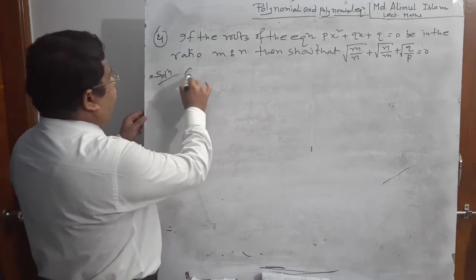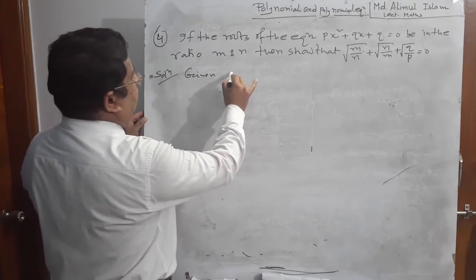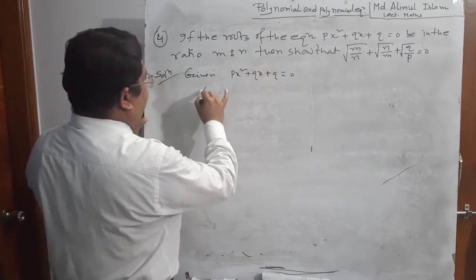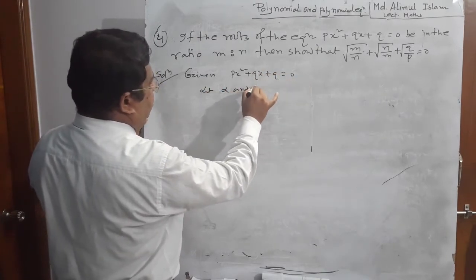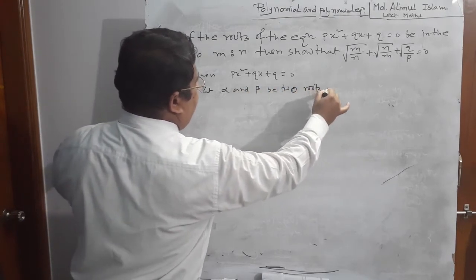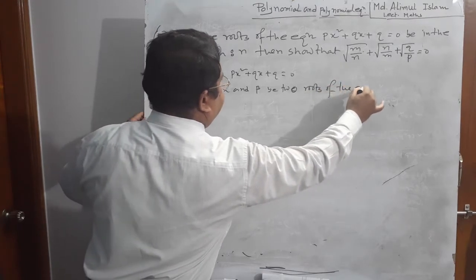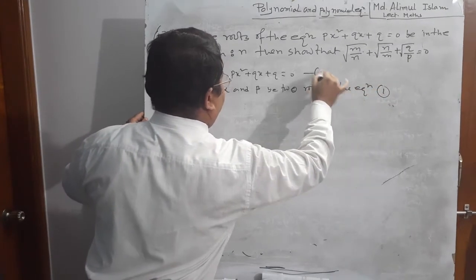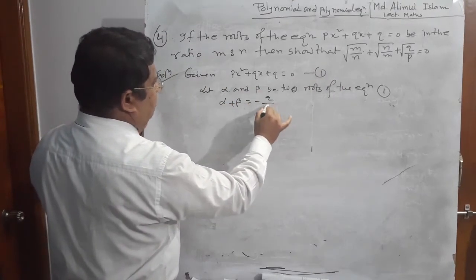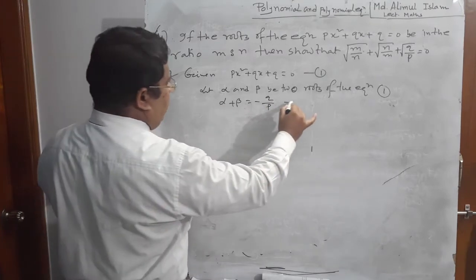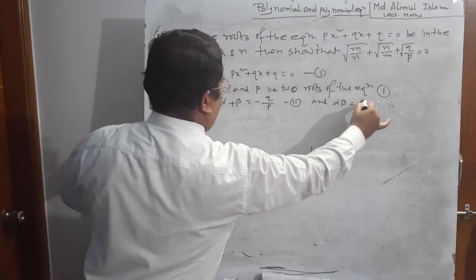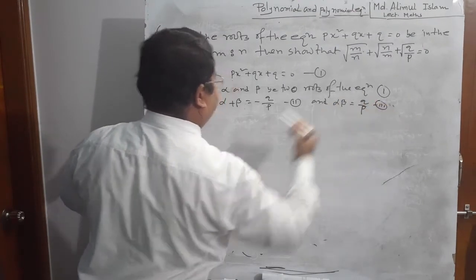Suppose given the equation px square plus qx plus q is equal to 0, let alpha and beta be the two roots of the equation. You know that the sum of two roots is equal to minus coefficient of x by coefficient of x square, you can write number 2, and product of two roots alpha beta, you can write q by p, number 3. Clear?